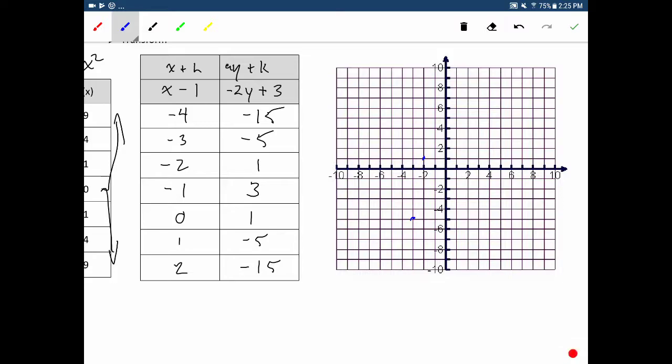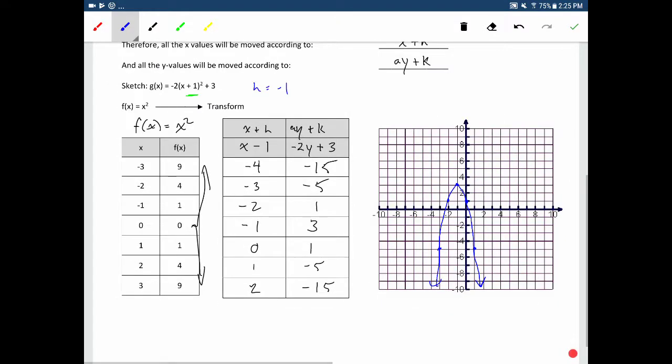Then we've got negative 1, 3. And then we've got 0, 1. And you can see that it's starting to make our parabola shape here. And then our last one will also not fit. So we're just left with that. Okay? And then, of course, you're just going to make sure you label it.